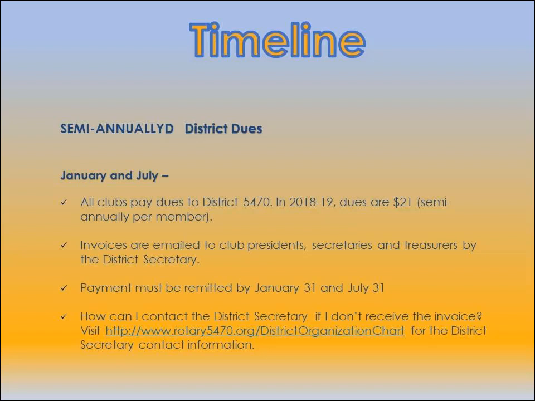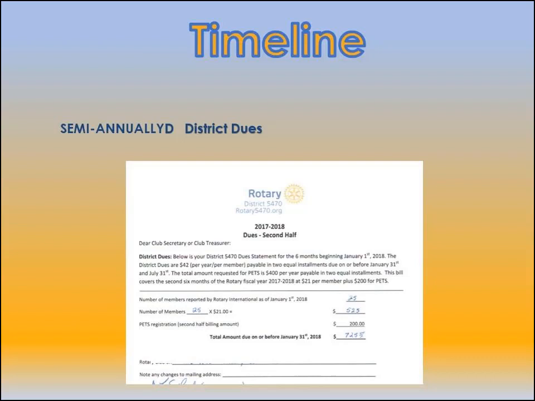The invoice will be emailed to club presidents, treasurers, and secretaries. Someone in your club will receive the invoice. As with Rotary International dues, the dates for submitting payment are January 31st and July 31st. Here's the link for you to use if your club didn't receive the invoice. It will put you in touch with Lindsay Keller, who is our district secretary. Here is a sample of the District 5470 invoice for dues.